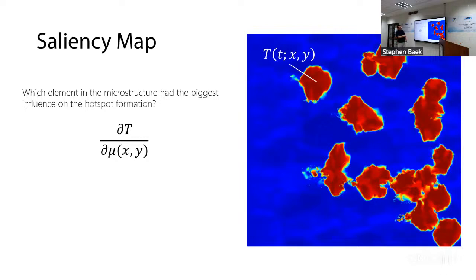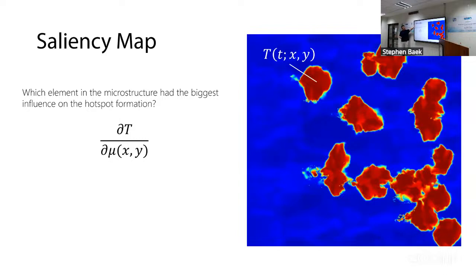So, for example, one of the questions from the physical perspective was what contributed to the formation of hotspots, right? What are the things that contributed to the formation of hotspots? And then we introduced this technique, saliency map visualization.